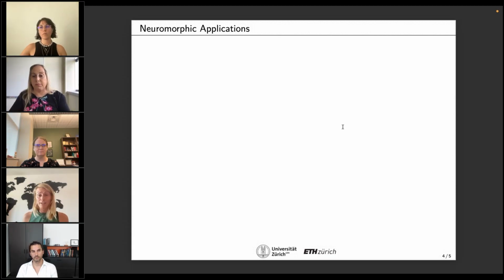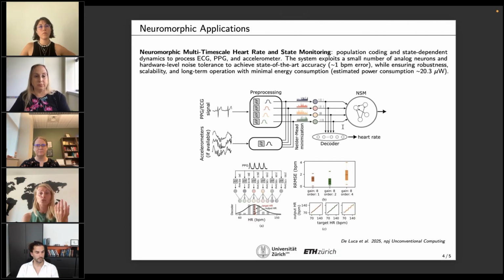Now, since I only have another few minutes, I can only show you one example of how to use the substrate to actually perform something very powerful. This is a very recent paper, something like this year's paper, and it is a very simple network. The idea was to monitor the heart rate and detect the state of the subject: in which range the heart rate is, and how it changes over time. So the idea was to process signals like EEG and PPG, and to decode the heart rate and the state.